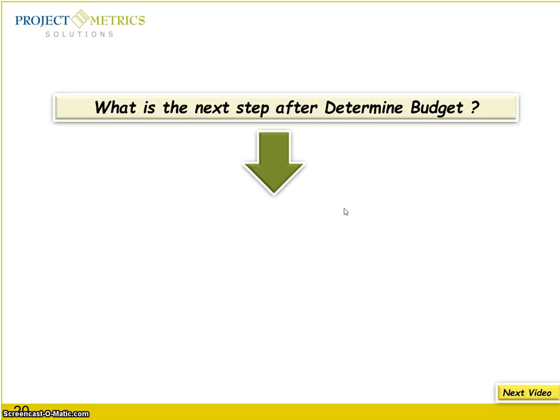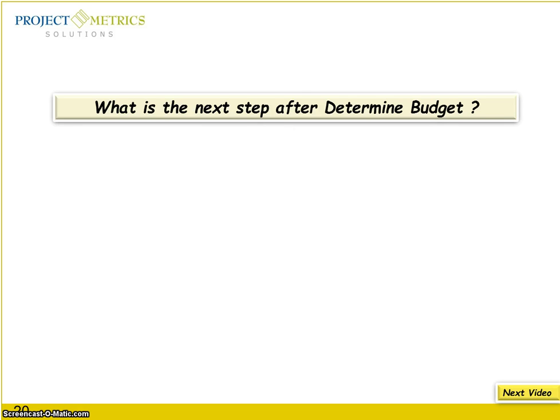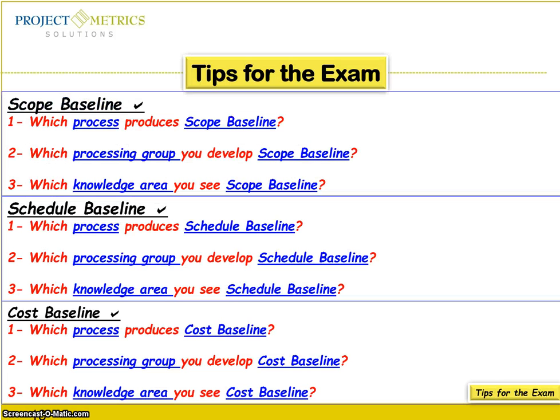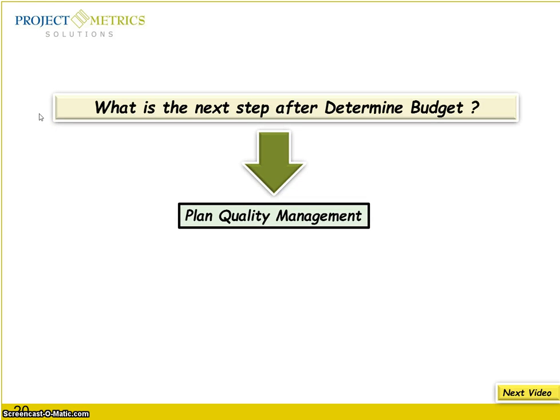Now, what is the next step here? What is the next step after determine budget? You are going to plan the quality management. Now, we developed the project management plan in terms of the scope baseline, the scope management plan, and we got the schedule management plan, and we got the cost management plan. Now we are going to incorporate quality management.